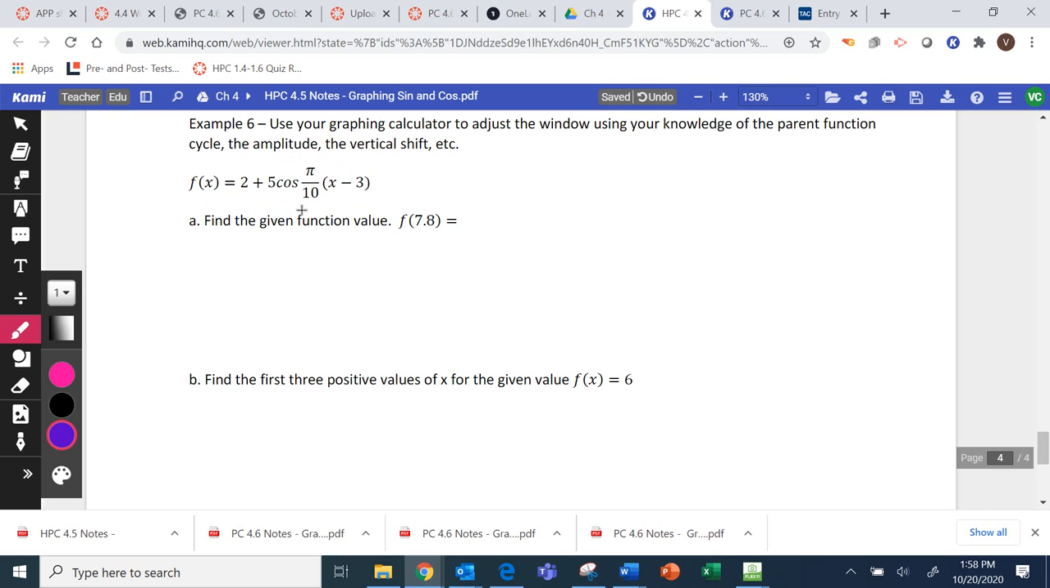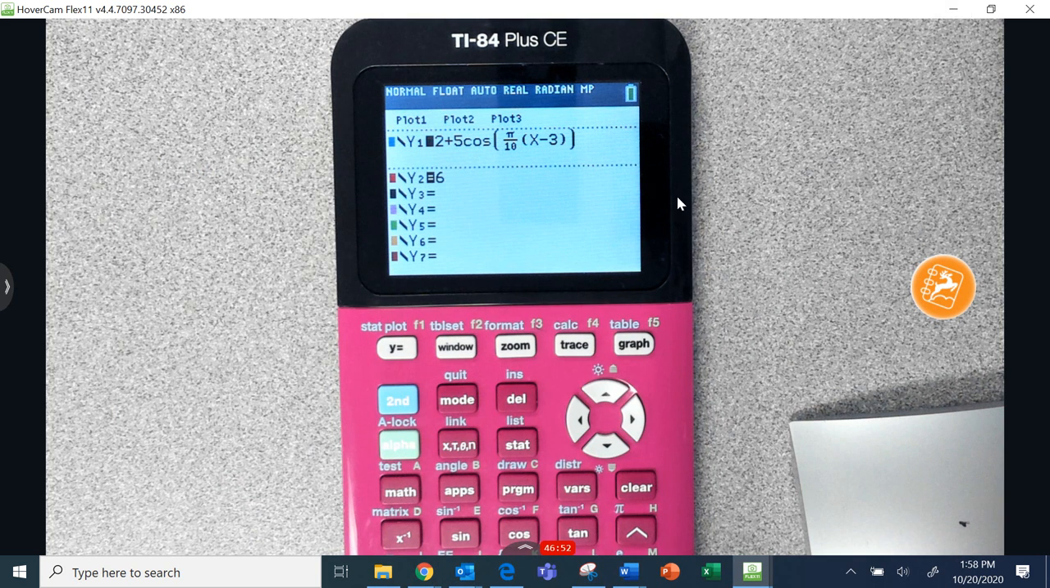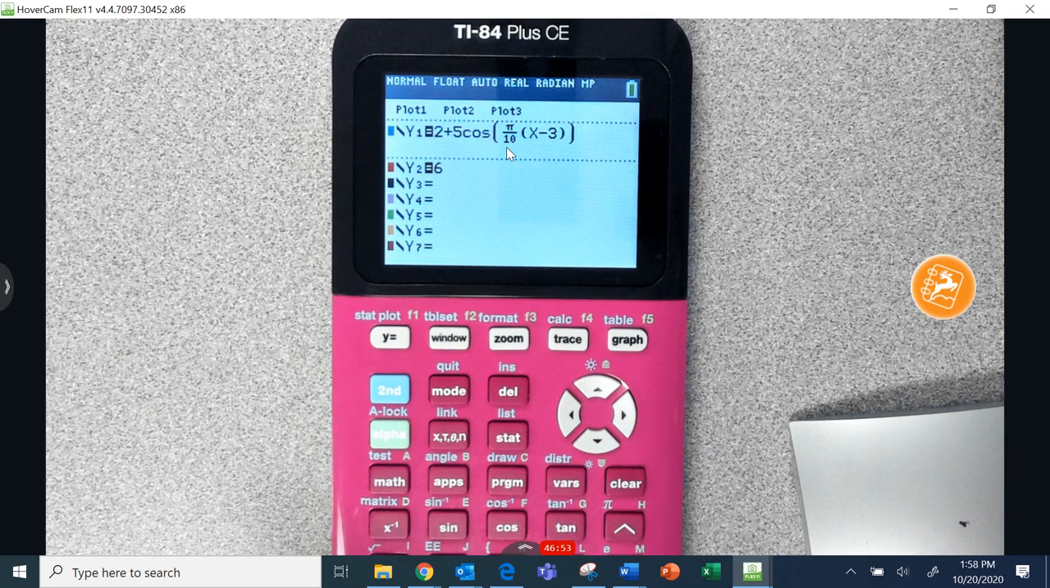2 plus 5 cosine pi over 10, parenthesis x minus 3. If you have the newer calculators and you've forgotten how to make a fraction, you do alpha y equals. That gives you a fraction. If you have the older calculators, you're just going to have to do parentheses with a division sign. We're not graphing it yet, though, so don't hit graph yet. Just type it in.